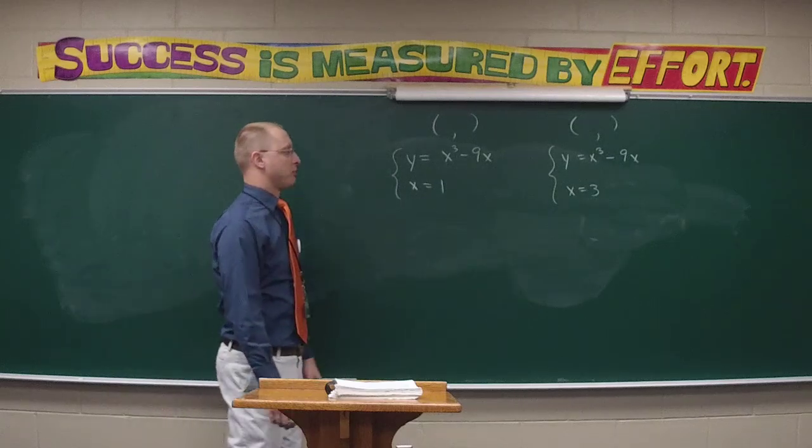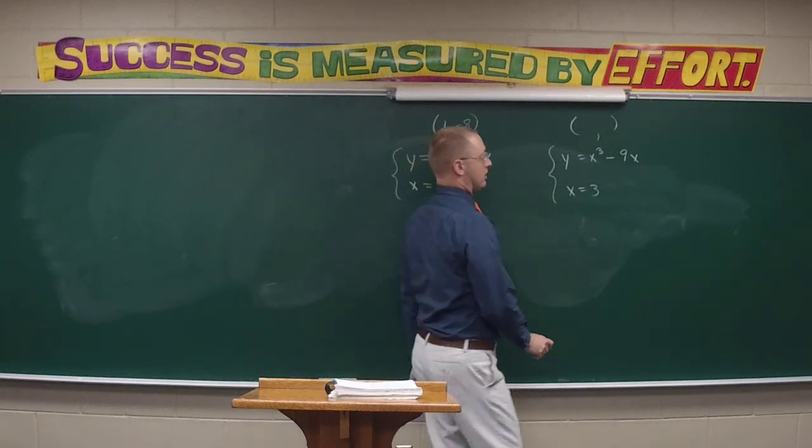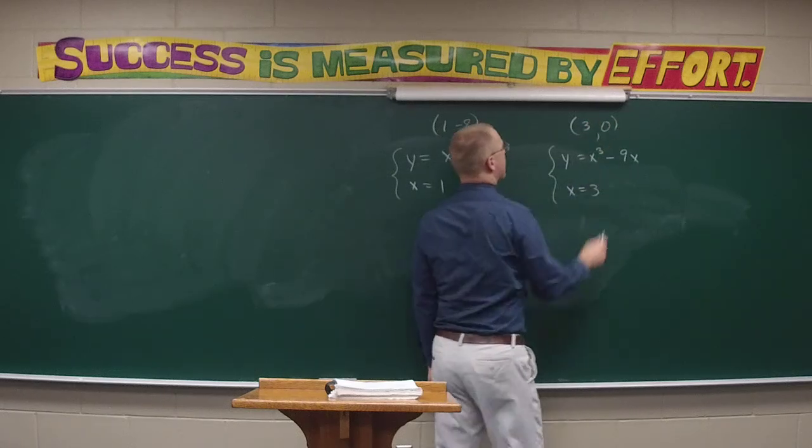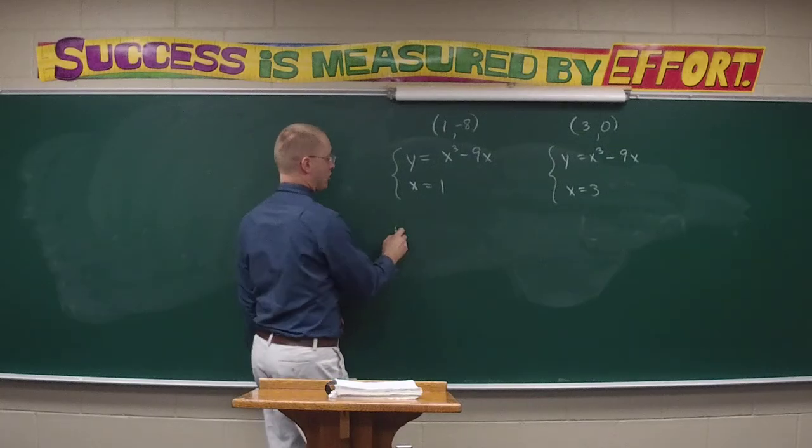All right, Quentin, what's your first point? 1, -8. And Jamie, your second point? 3, 0. To know the equation of the line, we must know the slope. And what is the slope, Quentin? 4.